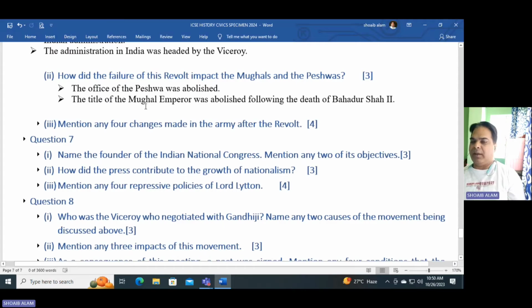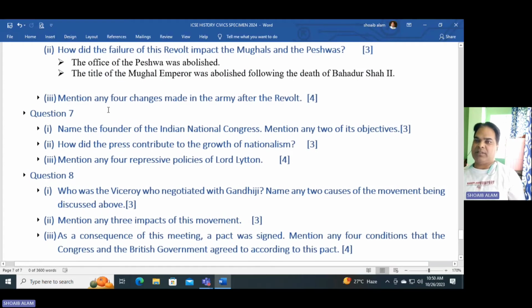The Mughal emperor was abolished. That means title Badshah, Mughal Samrajya, Mughal Badshah, all this was abolished. Okay. So who was the last Mughal emperor? Bahadur Shah II. Bahadur Shah Zafar.